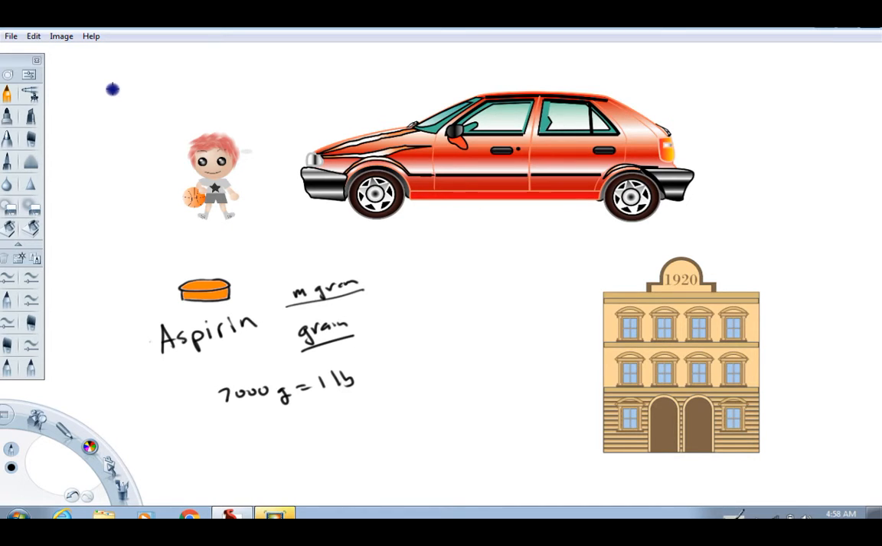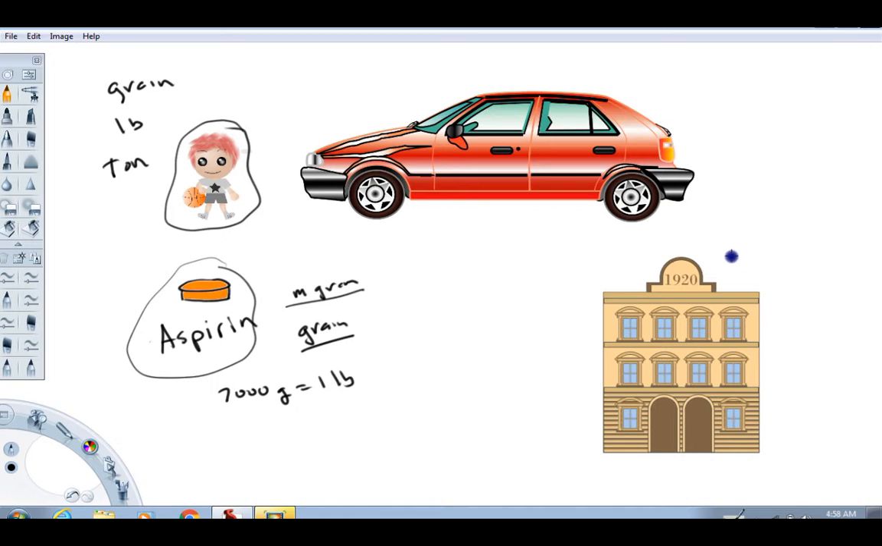So the grain, the pound, the ton, these are all units of force in the English engineering system. They all measure force. However, you use them according to appropriateness. No reasonable person would give you the weight of that child in tons, or the weight of this aspirin in tons. And furthermore, nobody would probably think to give the weight of this building in grains. You use whatever unit is appropriate.